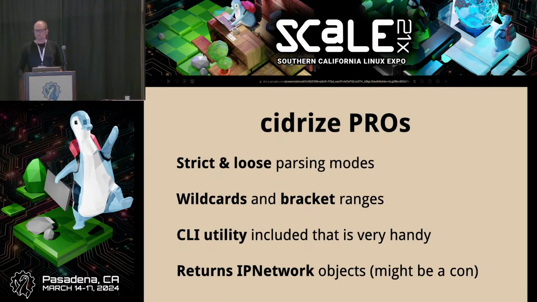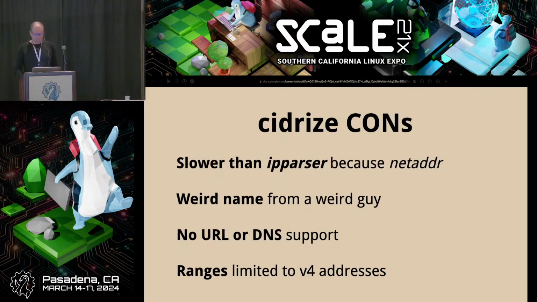But that has overhead, right? It's a little slower. The cons: it's slower than IPParser because it's using NetAddr. It's a little bit of a weird name, and I'm a weird guy. It doesn't support any DNS or URL parsing, which IPParser does, and I'll show you that in a minute. And all the ranges are limited to v4, but that's the same across all these tools, except for NetAddr allowing you to have the IP range object, because in most cases with v6 you shouldn't be caring about the ranges, you should just trust IPv6 to do its thing.